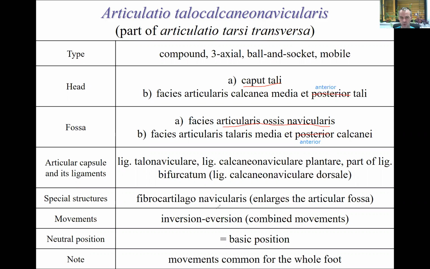How is this joint supported and fixed? We have the talonavicular ligament between the caput tali and the articular surface of the navicular bone. We have the calcaneonavicular plantar ligament, and we have the calcaneonavicular dorsal ligament, between calcaneus and navicular bone. And I said that the fossa is enlarged by a fibrocartilage, and the name of the fibrocartilage is navicular fibrocartilage. As for the joints, again, the movements are common for the whole foot, called inversion and eversion.